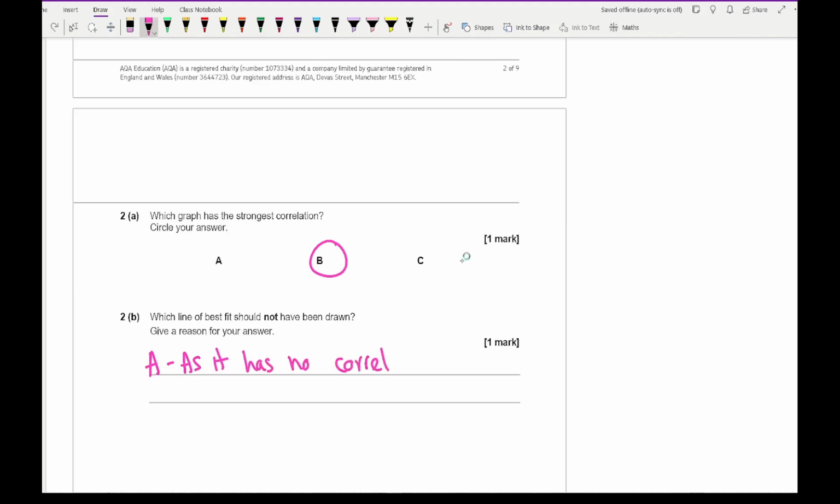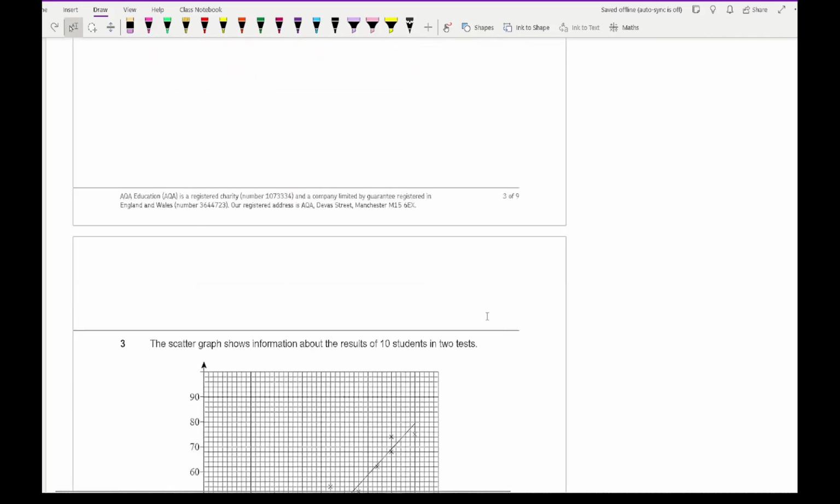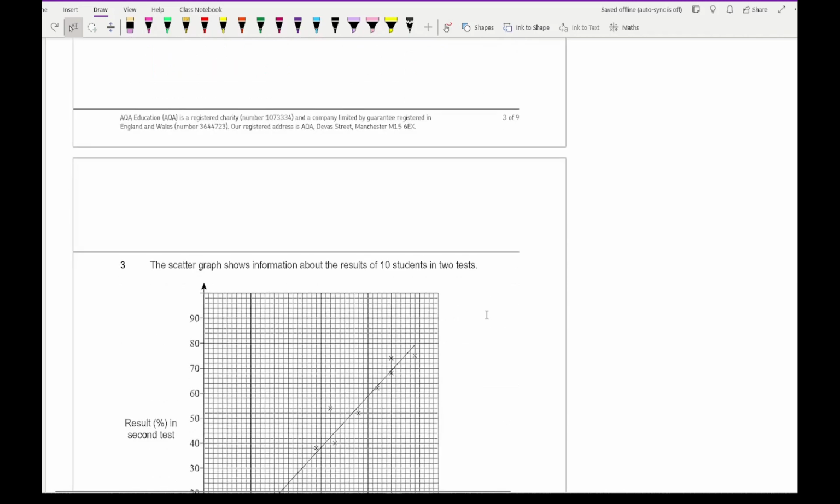Key point is that you should never draw a line of best fit unless you can see some form of correlation, or the accuracy of that line of best fit is based on how strong the correlation is.